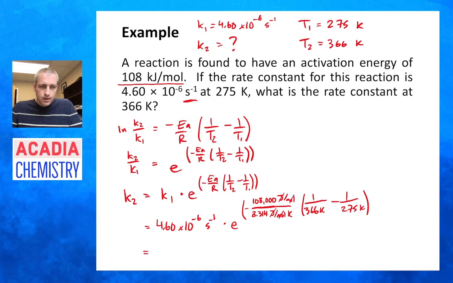And if we do this out, the number that we should arrive at is 0.58 seconds to the minus 1. And as you can see, this is a far larger value than what we had at the cooler temperature, 10 to the minus 6. It's like 10,000 times bigger, or 100,000 times bigger. And so for this reason, this reaction is going to be a lot faster at the higher temperature, which is what we always see.